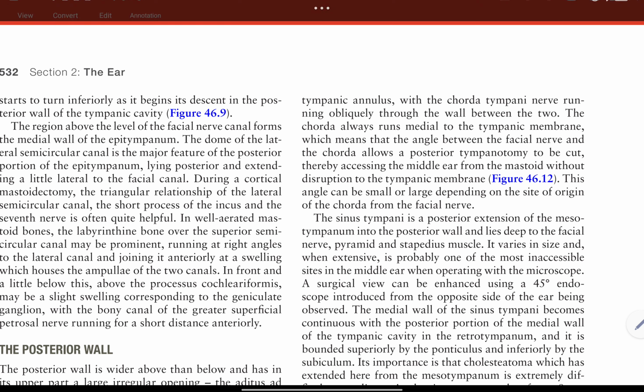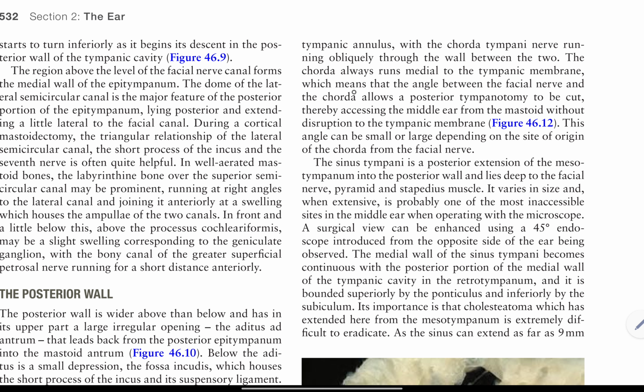The chorda always runs medial to the tympanic membrane, which means the angle between the facial nerve and the chorda allows a posterior tympanotomy to be cut, thereby accessing the middle ear from the mastoid without disrupting the tympanic membrane. This angle can be smaller or larger depending on the site of the chorda origin from the facial nerve.